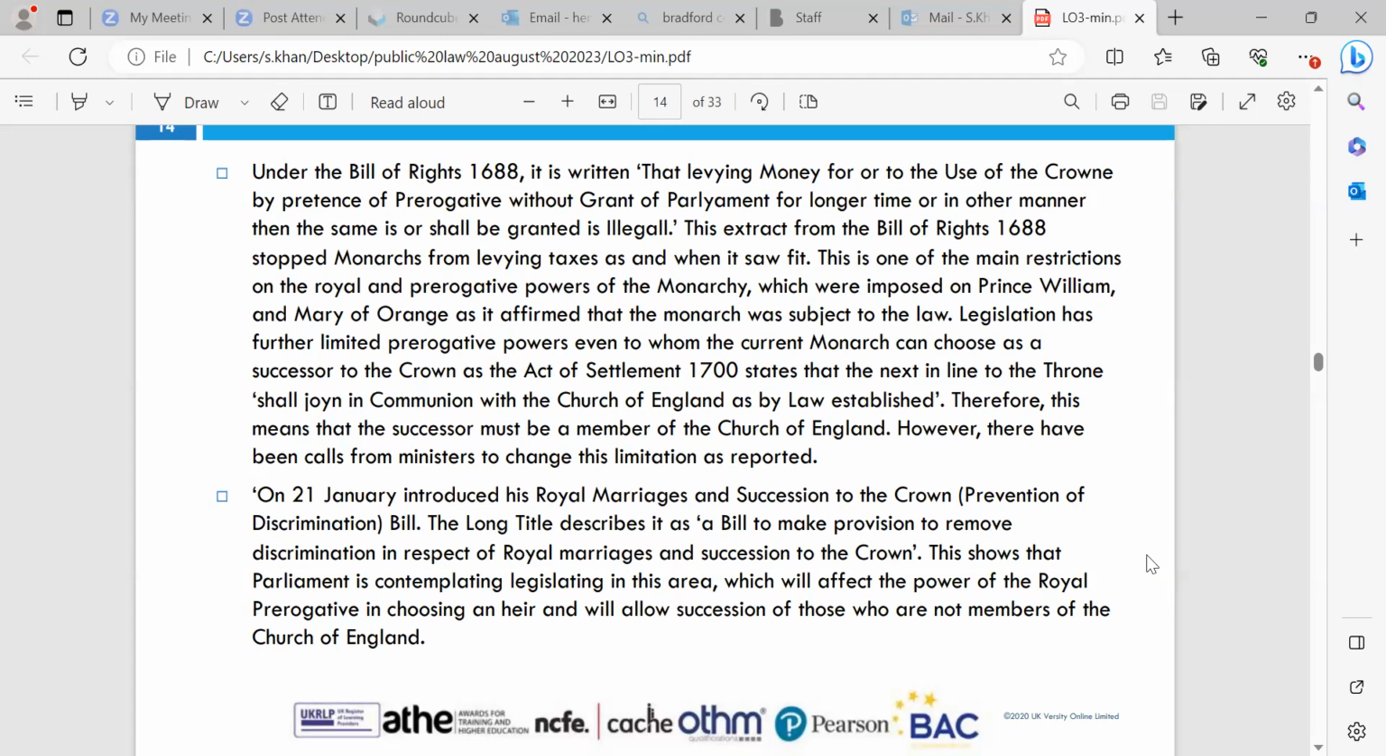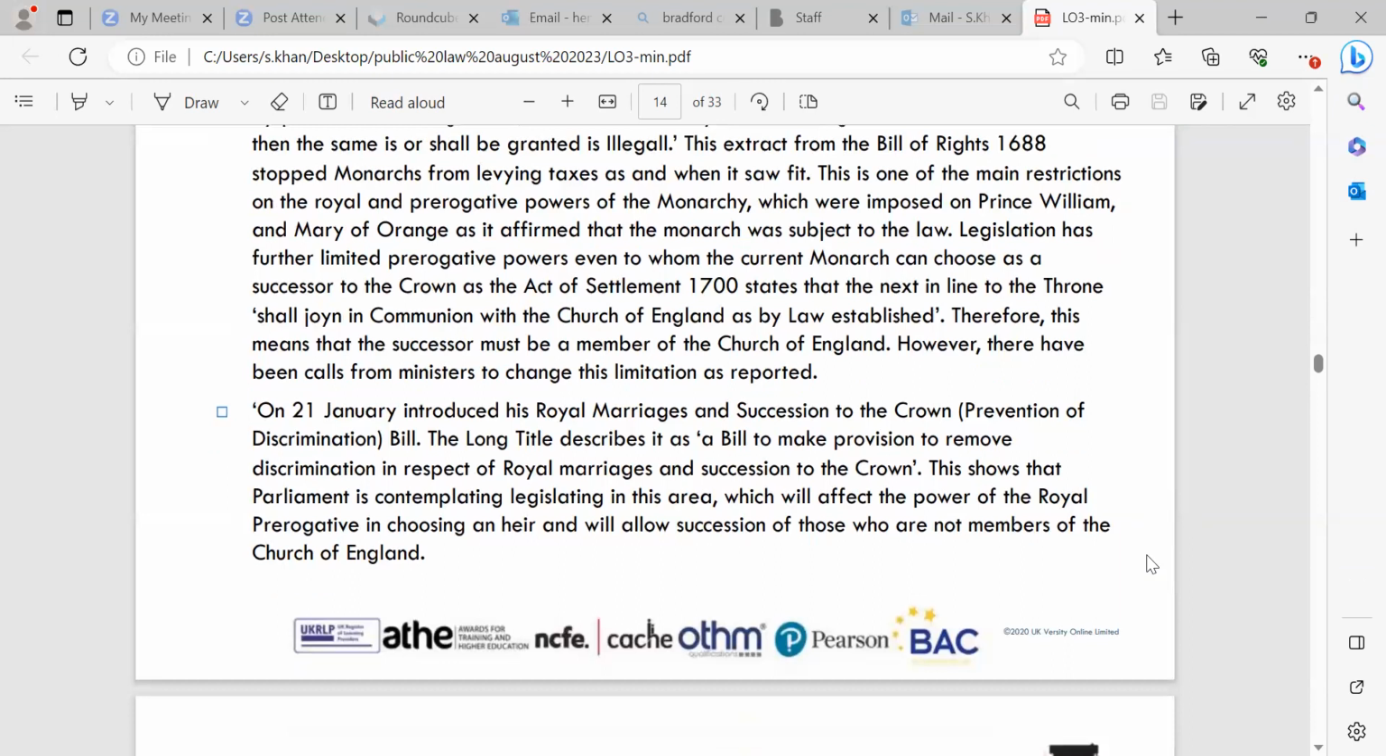Legislation has further limited prerogative powers, even to whom the current monarch can choose as a successor to the Crown, as the Act of Settlement 1700 states that the next in line to the throne shall join in communion with the Church of England as by law established. Therefore, this means that the successor must be a member of the Church of England. However, there have been calls from ministers to change this limitation, as reported.